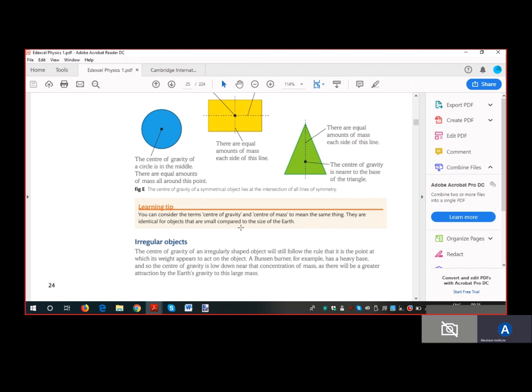Now, if an object is very small compared to the size of the Earth, and if it is close to the surface of the Earth, the field lines are vertical. But if you look at the Earth from the moon, the field lines will be radial. Okay, so if it's a radial gravitational field, the center of gravity may not be at the center of mass. But what we will be discussing is objects in uniform gravitational fields.